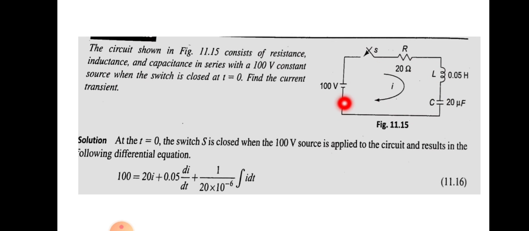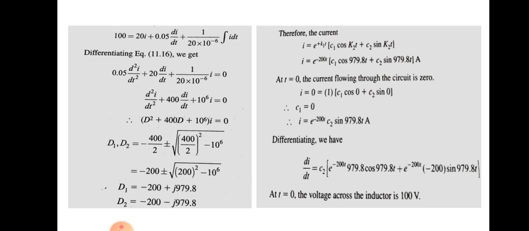So you can write the equation as 100 is equal to 20 into I plus L into di by dt plus 1 by C into integral I dt. So that is the equation, you know that. So you can write 100 is equal to 20I plus, instead of L you can write 0.05, and instead of 1 by C you can write 1 by 20 into 10 raised to minus 6 into integral I dt. So you can solve this equation as in the previous method.